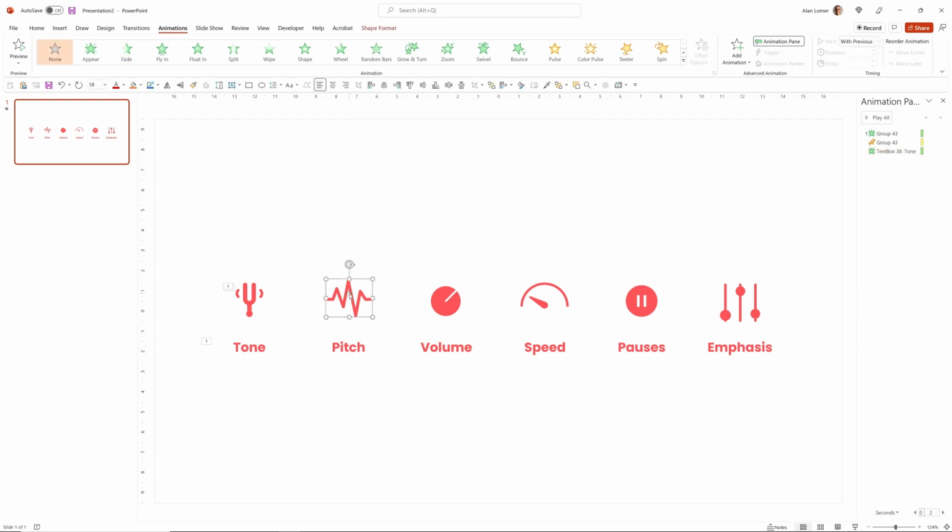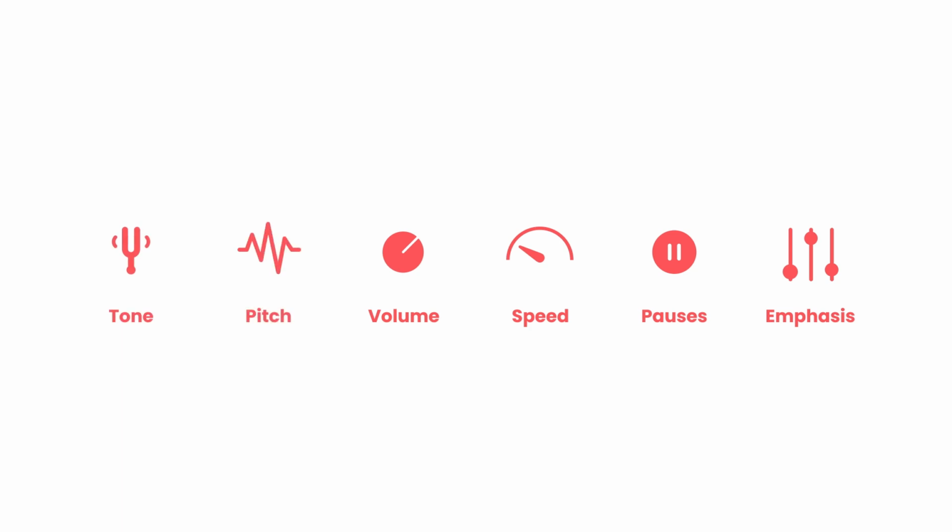The pitch one is even easier. Here, I've just chosen a wipe, but because it would make more sense going from left to right, we can go to effect options and choose from left. And I just want to make sure this happens after the previous thing. So it will display tone and then pitch. And we just need to fade the text with previous. So it will be tone, pitch.